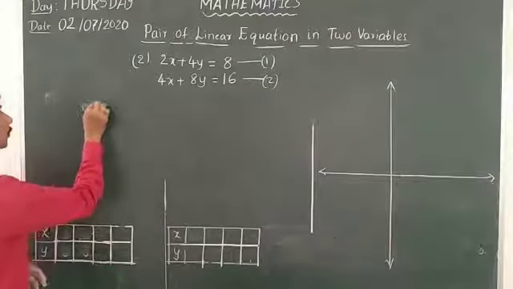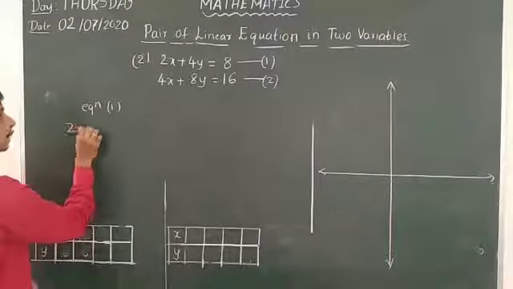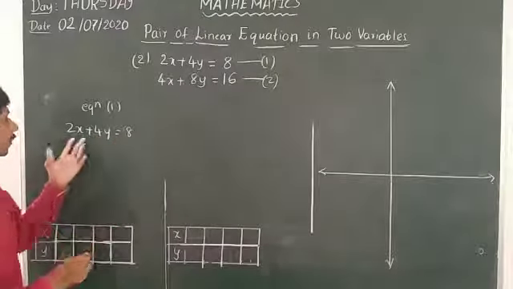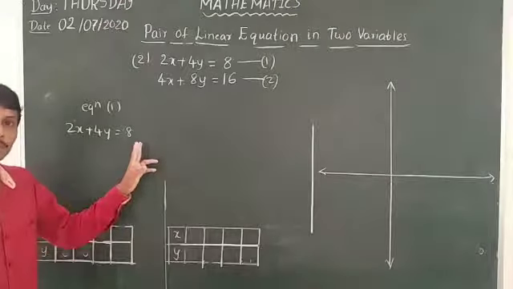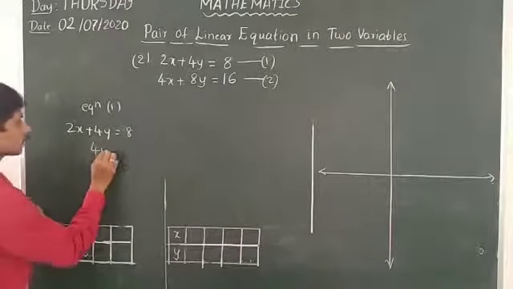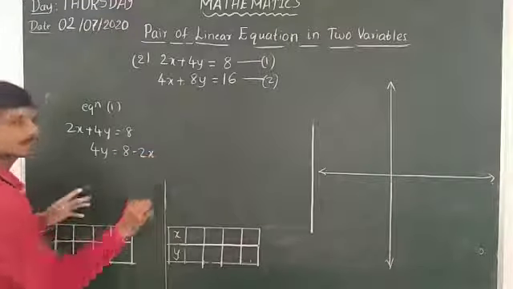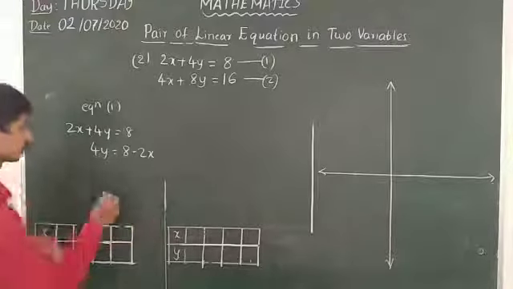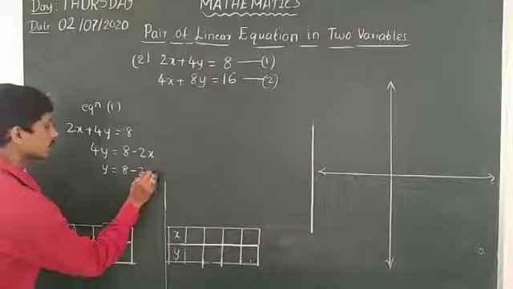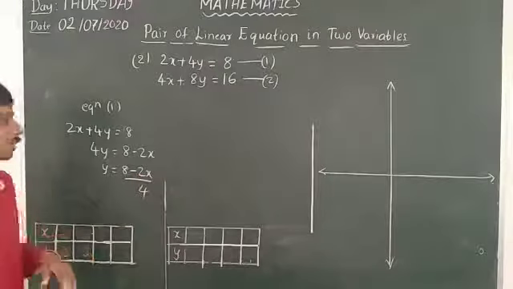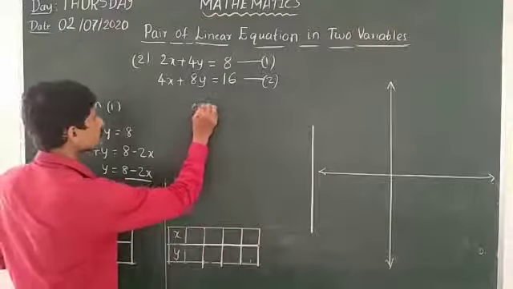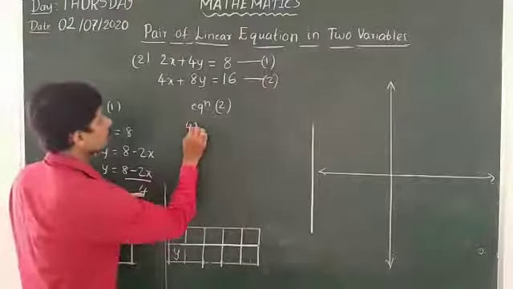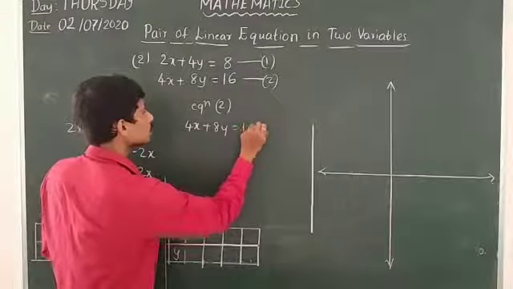Consider equation number 1, that is 2x plus 4y is equal to 8. We transpose 2x to the RHS, it becomes minus 2x, so 4y is equal to 8 minus 2x. Again we transpose 4 to the RHS, so y is equal to (8 minus 2x) by 4. Then we take equation number 2, that is 4x plus 8y is equal to 16.